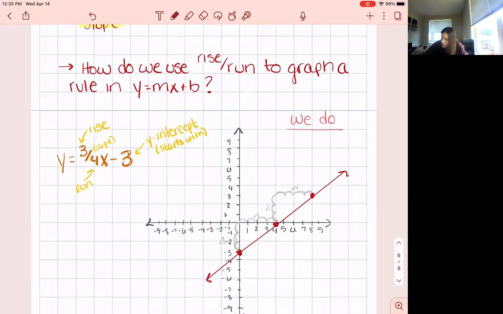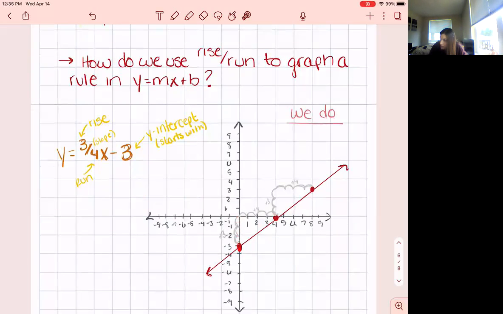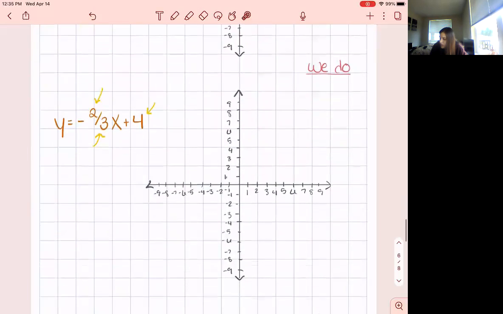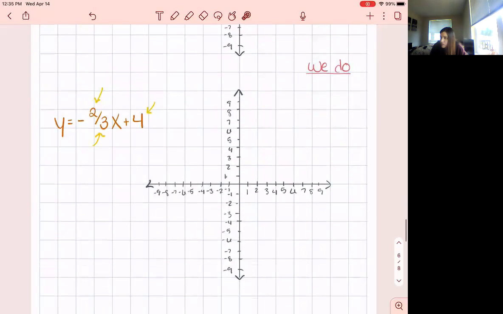So I used the rise of 3. I went up 3, then I ran 4, which came from over here, rise 3, run of 4, up 3, over 4, put a dot. Then from there, do it again. Rise 3, run 4, there goes your next dot. Okay, go ahead and set up the next problem on the we do side. This is still your right side.